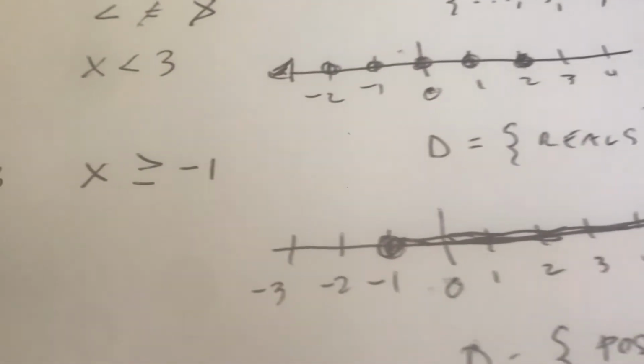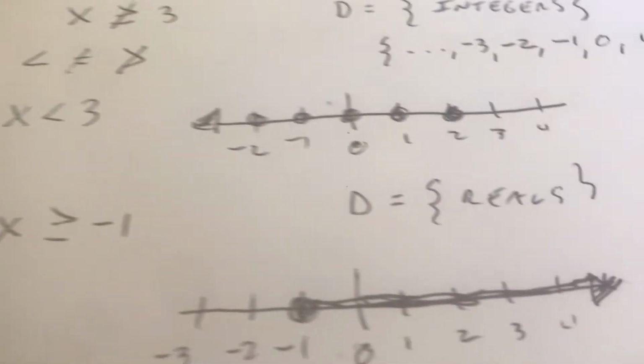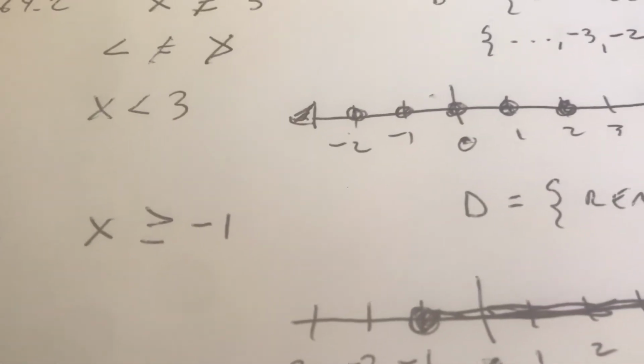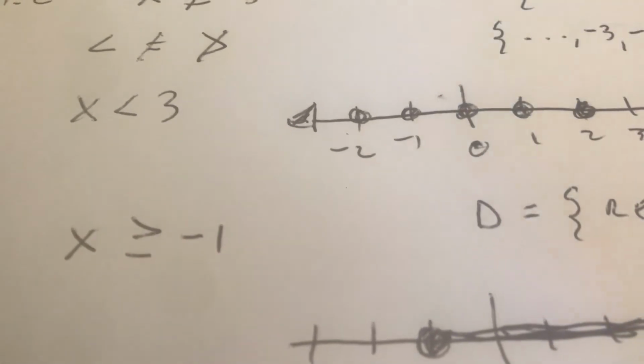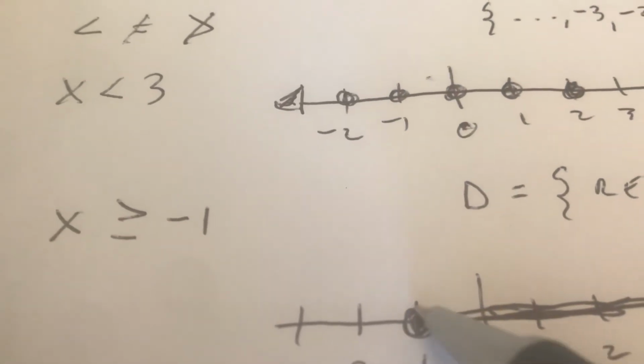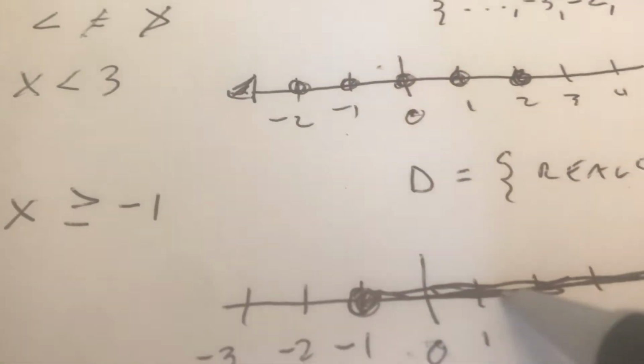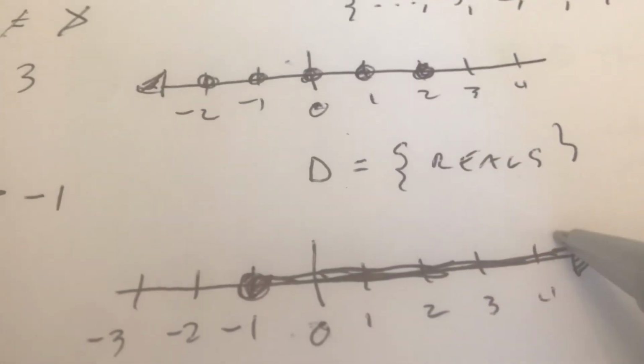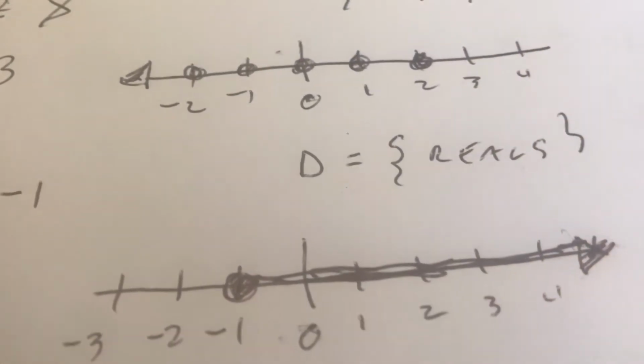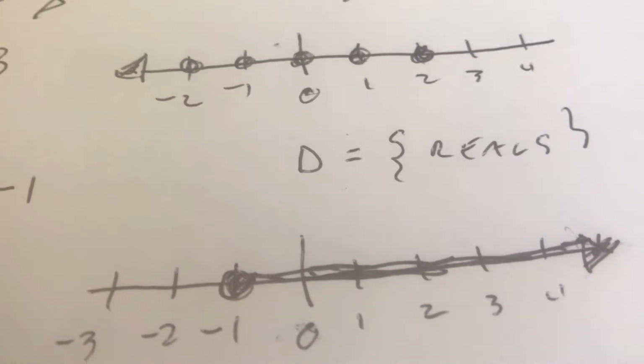Next problem. x is greater than or equal to -1. The domain is reals. So those are all the numbers. This time it equals -1, so we do a filled in dot, and all the numbers. Greater means to the right on a number line. Less means to the left. Greater means to the right. Gets bigger.